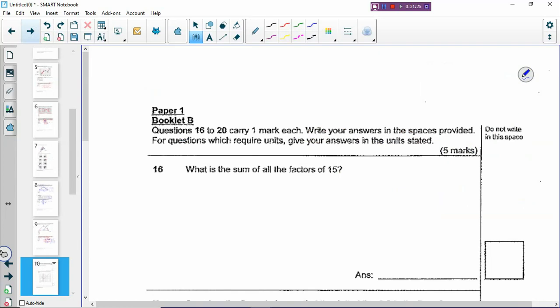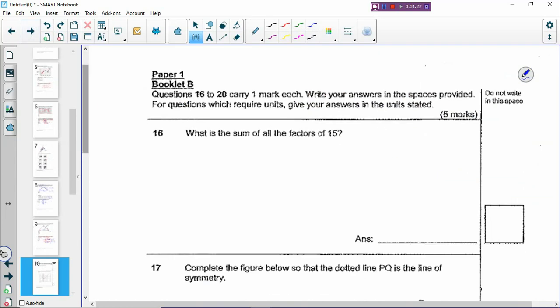Now, what is the sum of all the factors of 15? This is a P4 question, so you will need to take something times something equal 15, right? You always start with 1, and then 2. Can 2 times something equal 15? Cannot. Then 3 times 5, and then 4. Cannot. 5 times 3 we already have, so you don't have to repeat the factors.